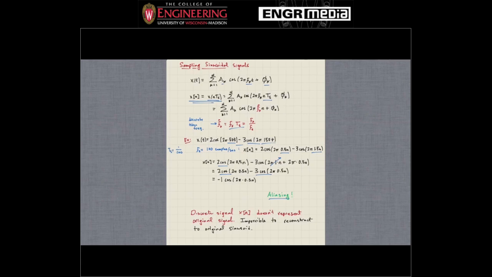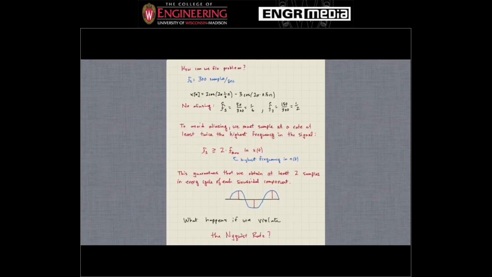Okay, so how would we remedy that? Well, of course, the easiest thing to do would be to increase the sampling rate. Okay? So we'll do exactly that. Let's increase it to 300 samples per second. And when we do that, again, if we just plug back into that continuous time equation, we end up with a discrete time sinusoid, x of n, that has 2 frequency components. One at a digital frequency of 1/6, and another one at a digital frequency of 0.5. Okay? And so here there was actually no aliasing.